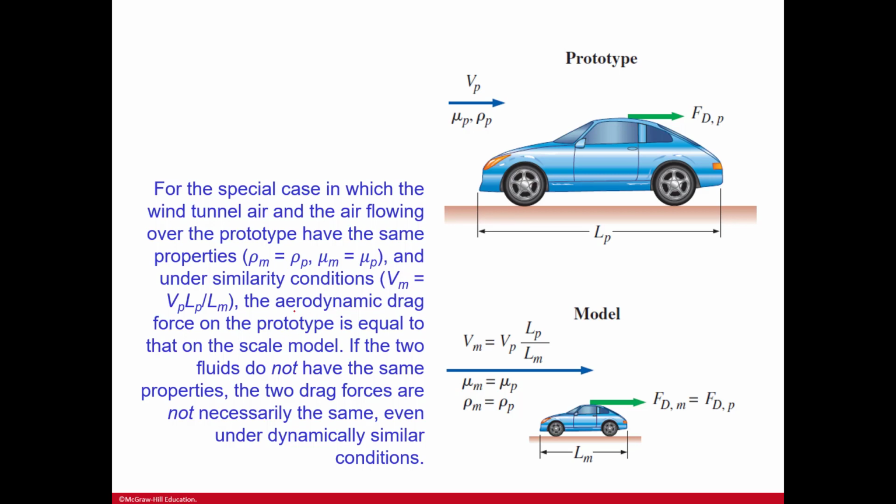And it's mostly in aerodynamic drag force, okay? So for the special case in which the wind tunnel air and the air flowing over the prototype have the same properties and are under the same conditions, the aerodynamic drag force on the prototype is equal to that on the scale model. If the two fluids do not have the same properties, the two drag forces are not necessarily the same because they do not have that similarity that we're looking for, even under dynamically similar conditions. So this is just showing you that while you can have dynamically similar conditions, you also have to take into account the properties.